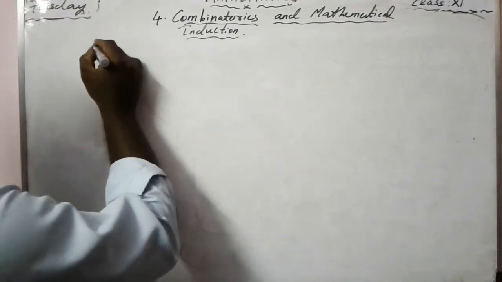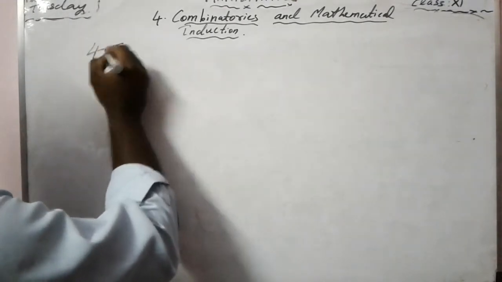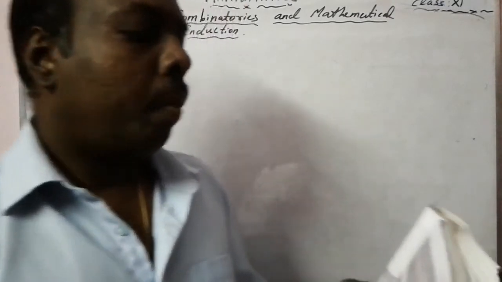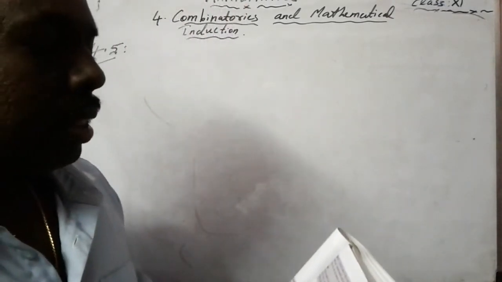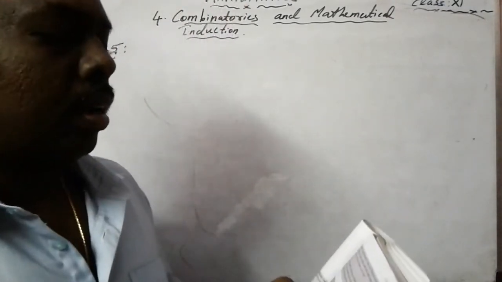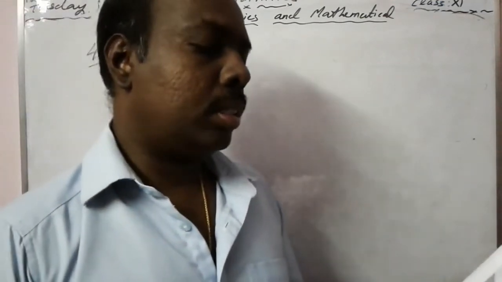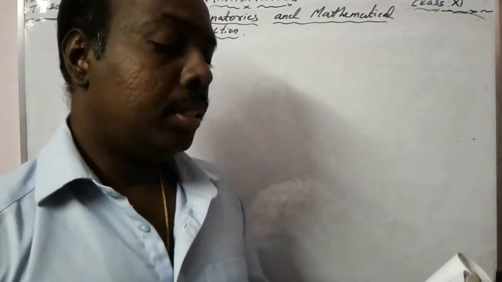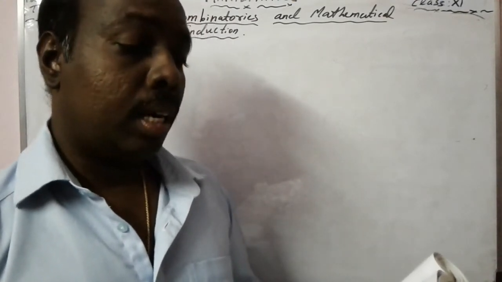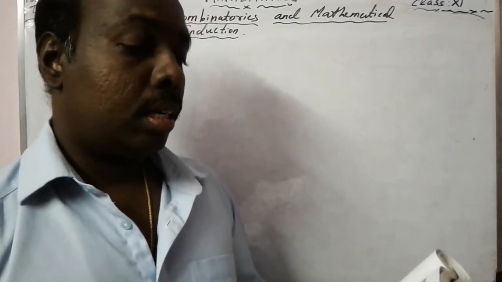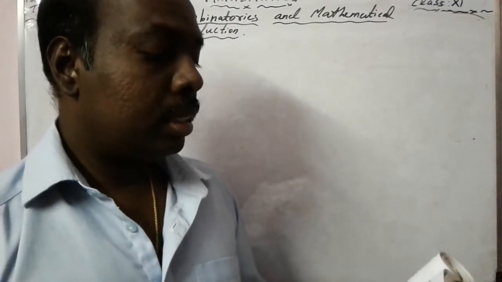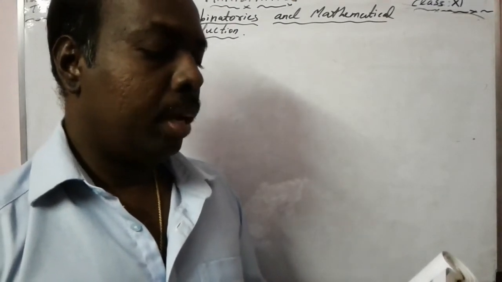Then example 4.5. A person wants to buy a car. There are two brands of car available in the market, and each brand has 3 models, variant models, and each model comes in 5 different colors. In how many ways can she choose a car to buy?